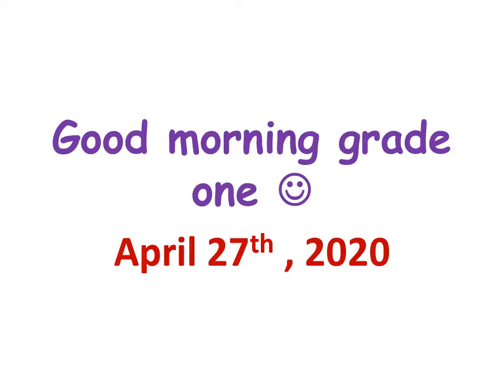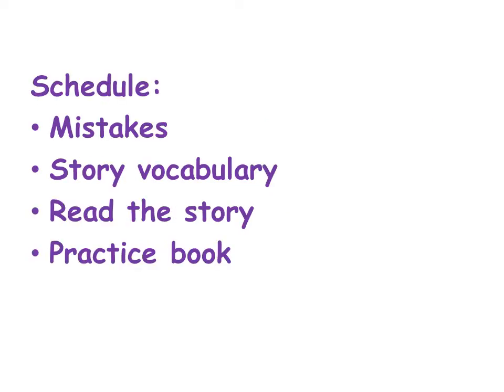Let's start our class for today. Our date is April 27th, 2020, and we are having English. Our schedule for today: first we'll start with mistakes, and then the story, vocabulary, and then reading the story. We have a very nice story today. It's called Two Greedy Bears. And then finally, the practice book.